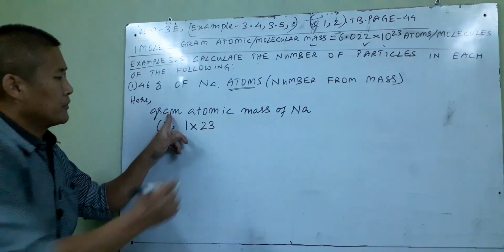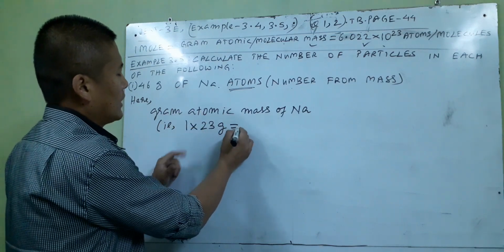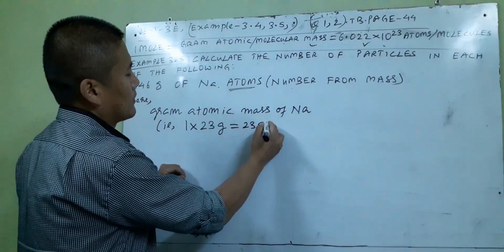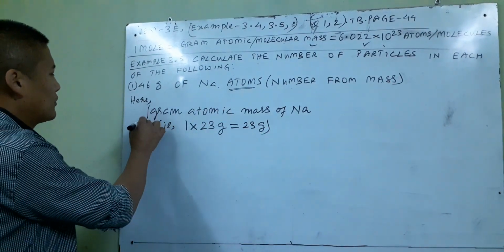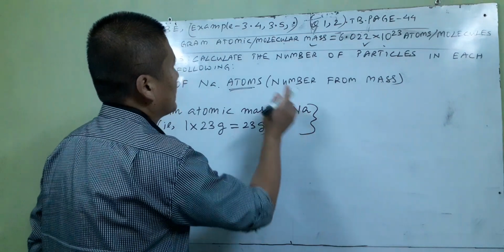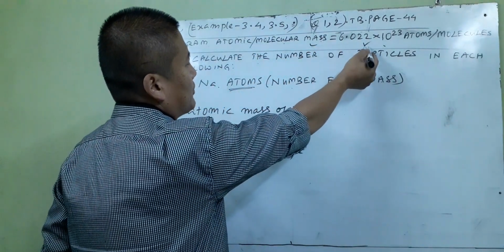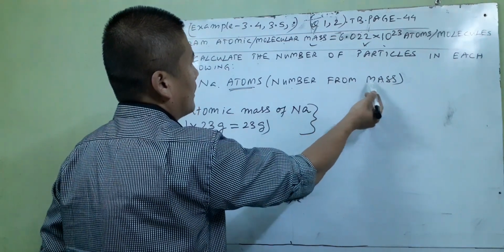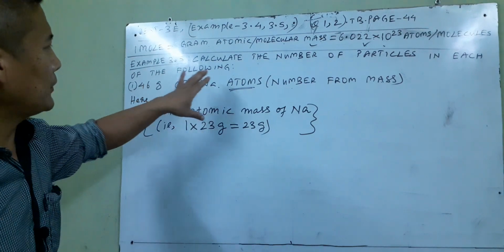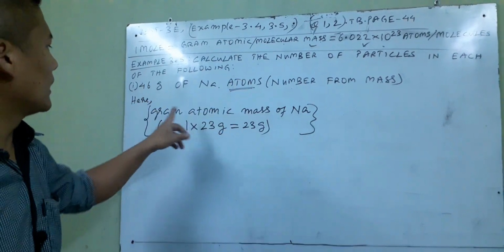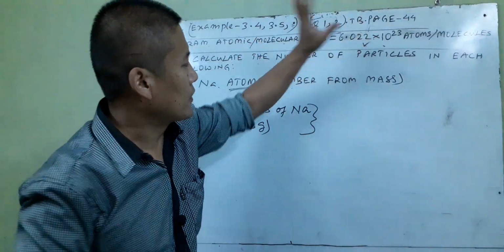So we change that to gram. Same number we take because this is gram atomic mass. So 1 into 23 will be 23 grams. This is the gram atomic mass of sodium, 23 grams. So this one we know by formula, means we're taking this formula here. Gram atomic mass is equal to Avogadro particles, because we have to calculate the mass. Avogadro particles, you have to calculate the number of particles in each case. So we know that this gram atomic mass contains Avogadro number of particles.